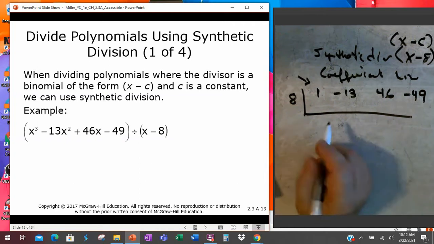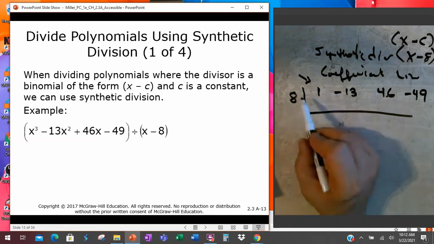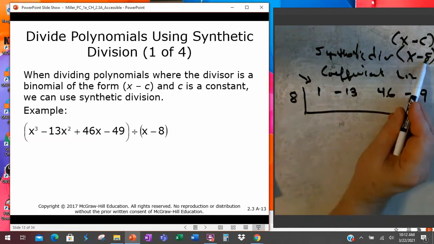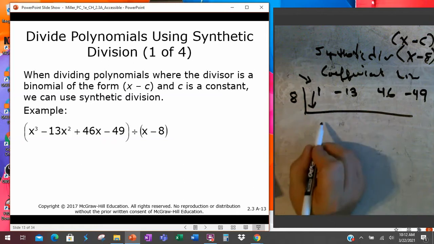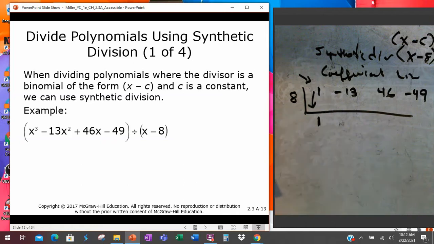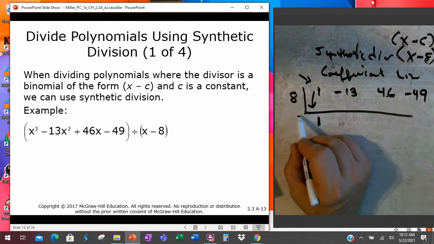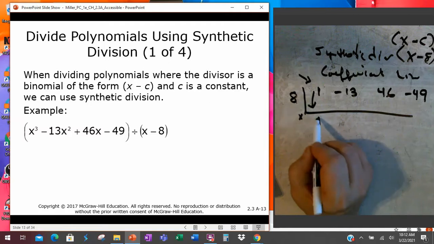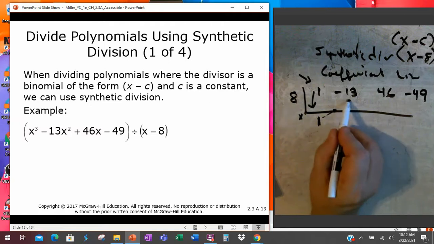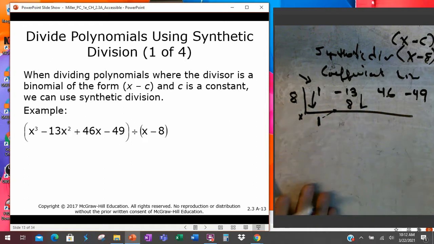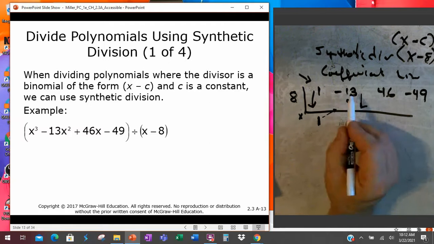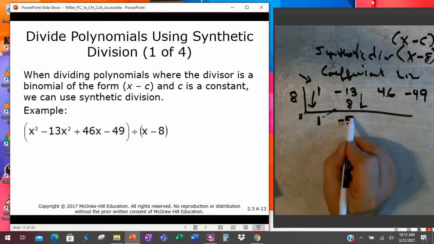Now here's the process. Now we start. We've got our coefficients. Here's the divisor. I only need this piece of it. The first thing I'm going to do is drop this down. Whatever this number is, that starts my process. That's a 1. Now I multiply. Whatever this is, I'm going to multiply through. 8 times 1 is 8, and I write it here. Plus 8, I keep up with my signs, and then I add. Minus 13 plus 8, minus 5.